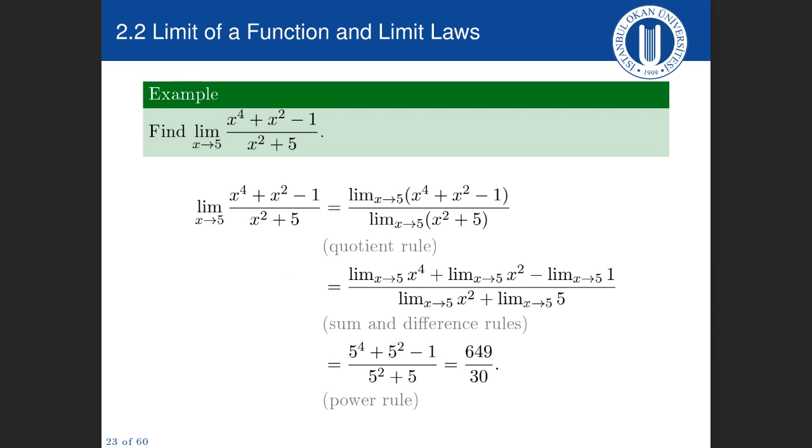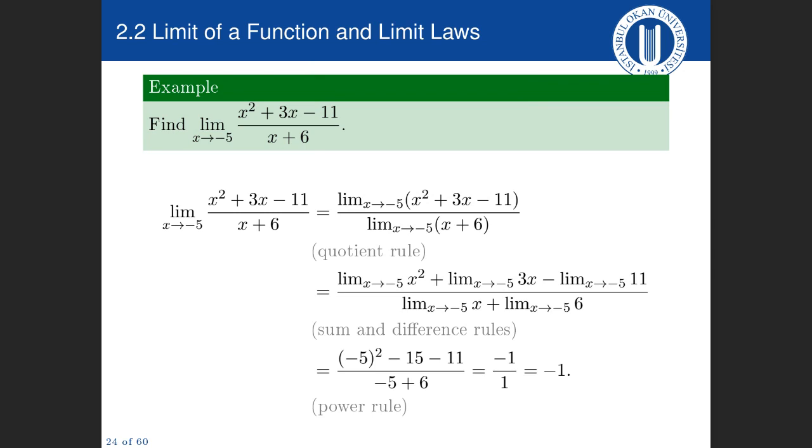Find the limit as x tends to 5 of x to the power 4 plus x squared minus 1, divided by x squared plus 5. That's a function divided by a function. And the limit of the function on the bottom is not 0, so we can use the quotient rule. It's the limit of a function divided by the limit of the other function. We can use the sum and difference rules to split them up into three different limits on the top, two different limits on the bottom, and then the power rule to calculate each of these limits. I'm going to go ahead. You can come back and check this later.